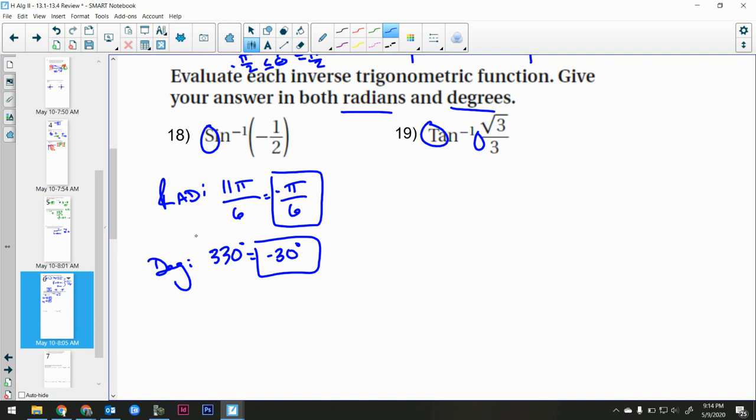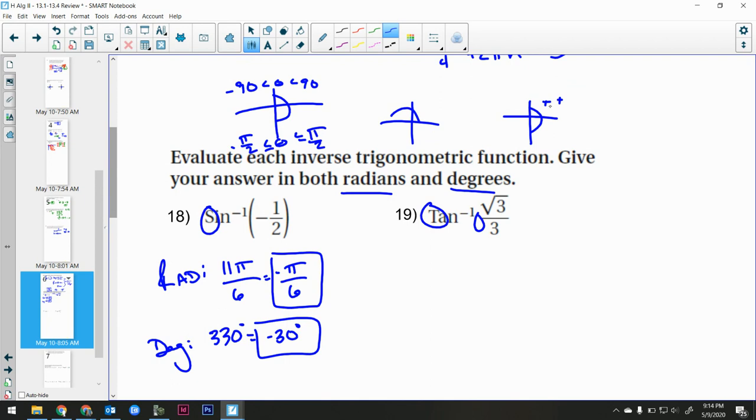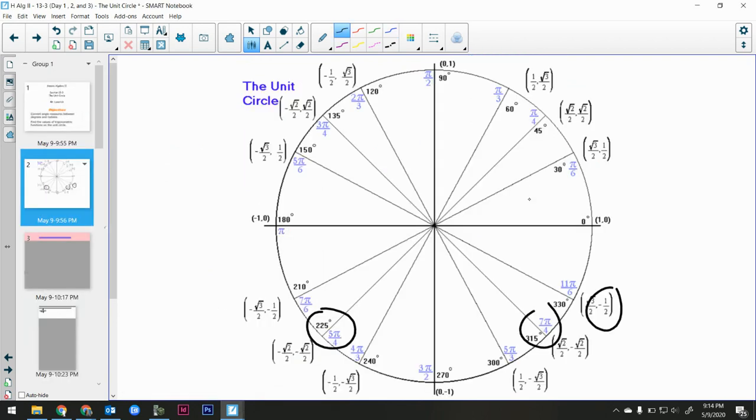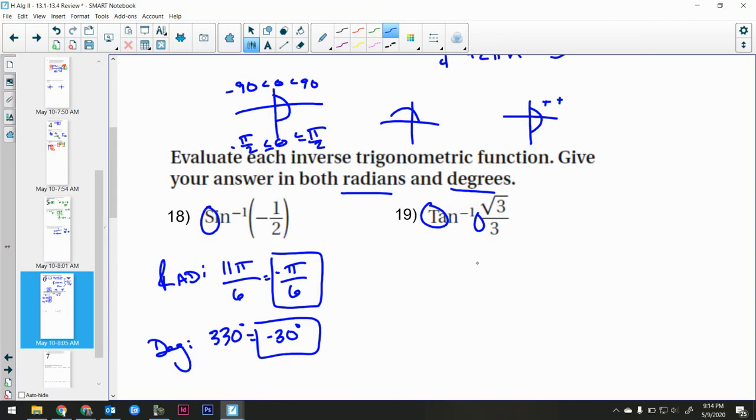So let's just double check that. 30 family within the first quadrant. Okay, well, that's just 30 degrees. What am I thinking? That's pi over 6. So this is pi over 6, or 30 degrees.